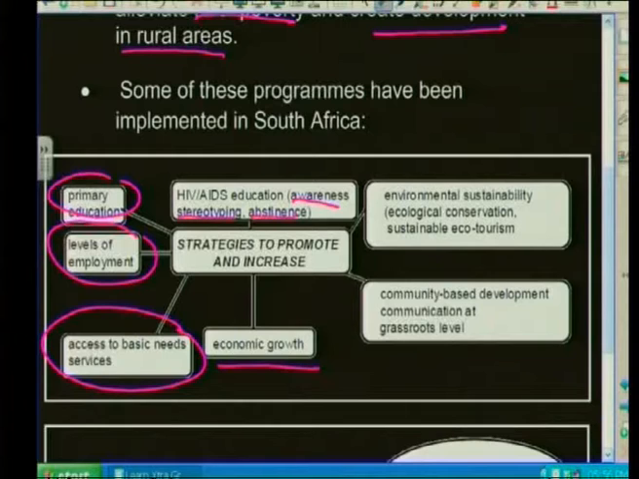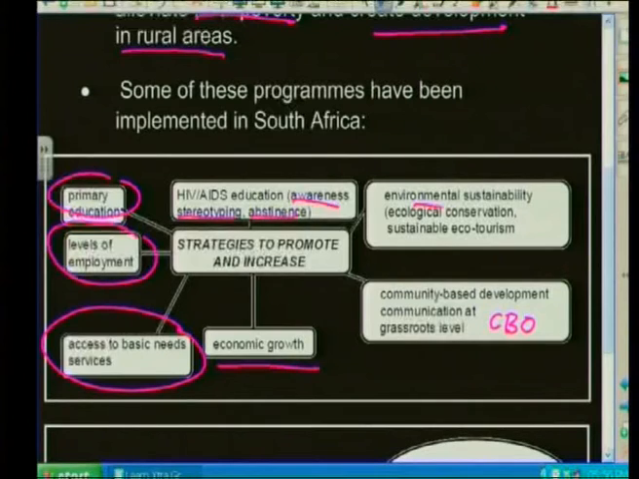Community-based development, or CBOs, community-based organizations, and communication at these occur at grassroots levels. If we look at levels of government, currently our government is located at a national, then a provincial, then a local level. Local government is essentially responsible for all the community-based activities, as well as ensuring that these rural development strategies by the government are implemented effectively.